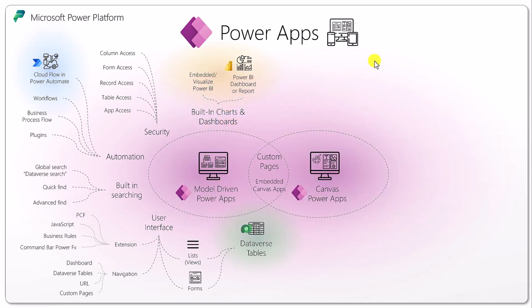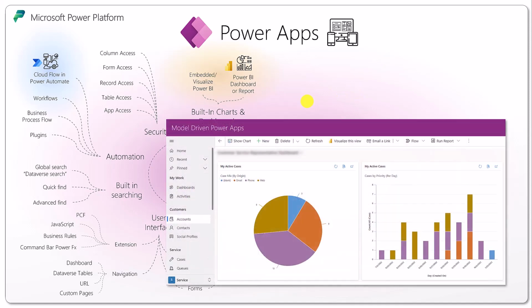Model-driven apps also have some built-in charts and dashboard capabilities. So effectively, you can build charts within your model-driven apps and display them in a dashboard, right? In this case, that's a dashboard where you can see active cases by the origin.